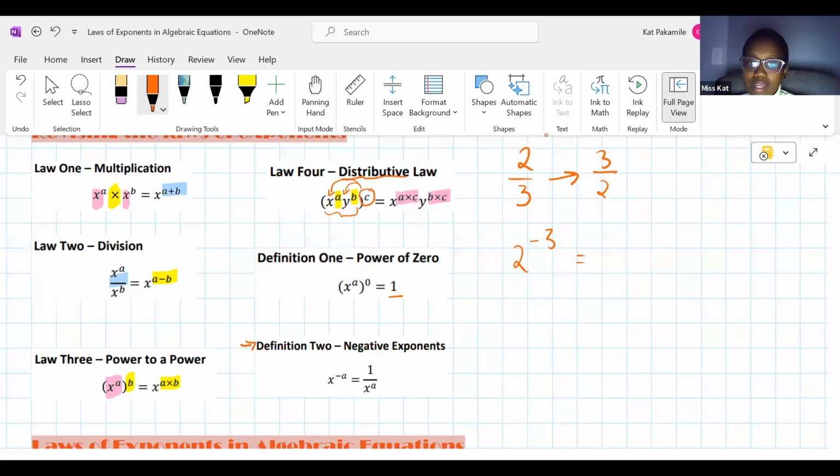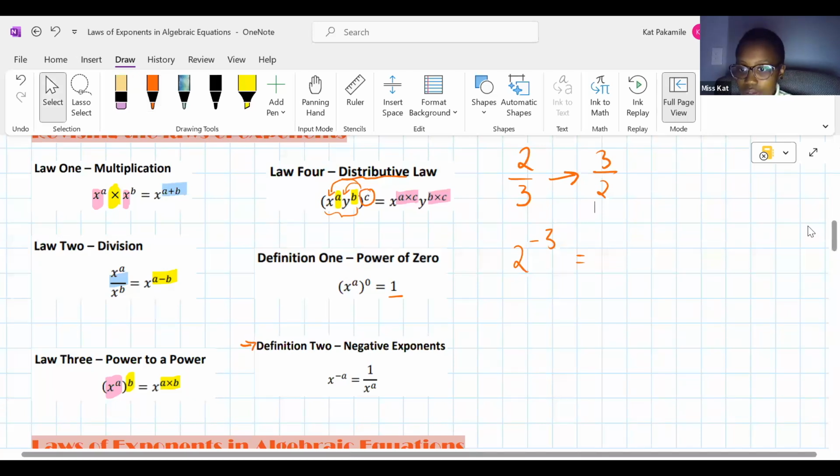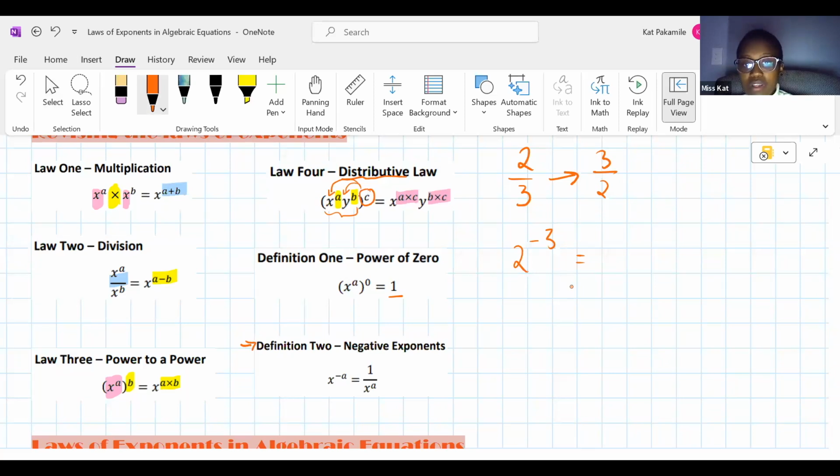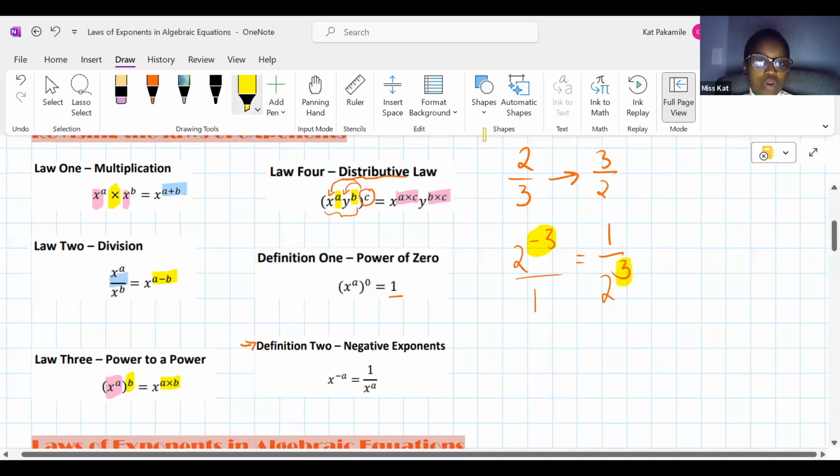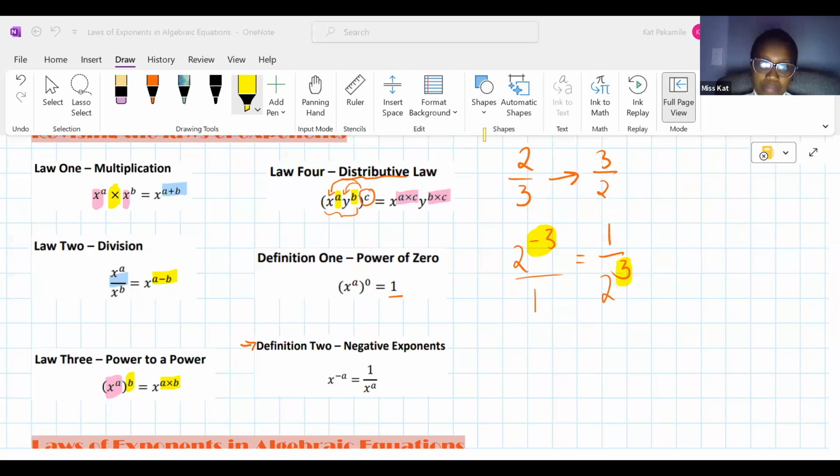In this case, 2 to the power of -3 is the same as 2 to the power of -3 over 1. If you want this exponent to be positive, you flip it over and have 1 over 2 to the power of 3. The only thing I'm going to remind you is once you do the reciprocal, your exponent becomes positive. That's the whole point of doing the reciprocal. That's what we want.